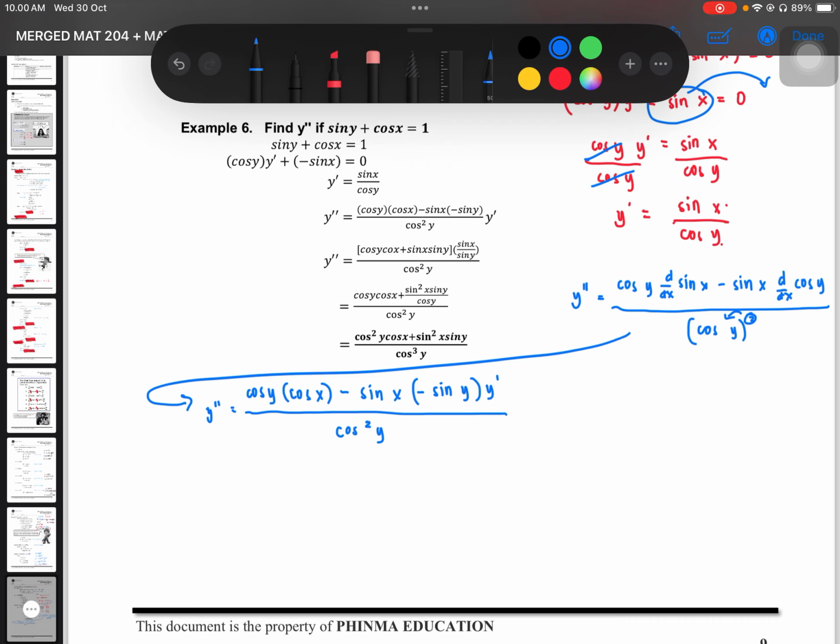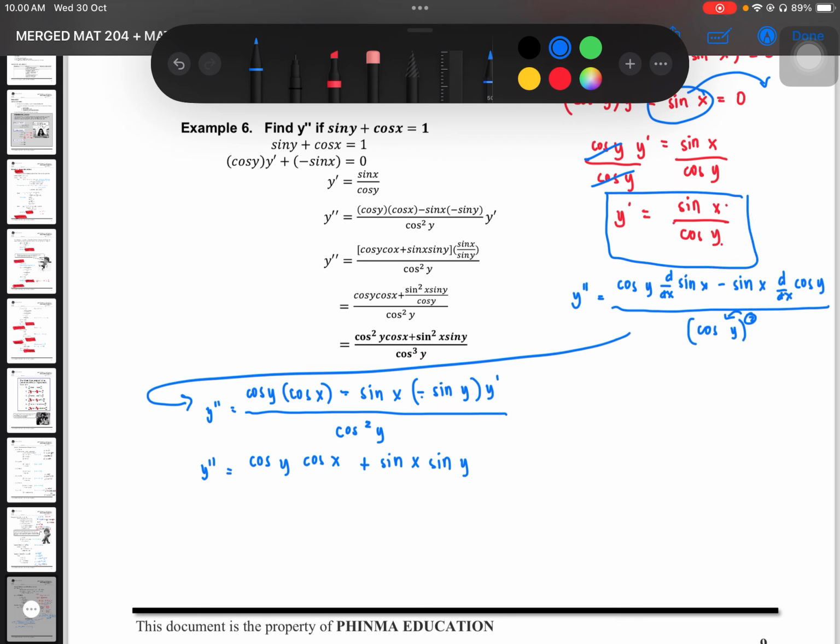Okay. So, y double prime is equal to cosine y, cosine x, minus ba? Or plus na? Plus na siya, diba? Plus na kasi ito ay negative times negative is equal to positive. We have sine x, sine y. And then, di ba si y prime ay meron tayong nakuha, which is y prime is equal to sine x cosine y.